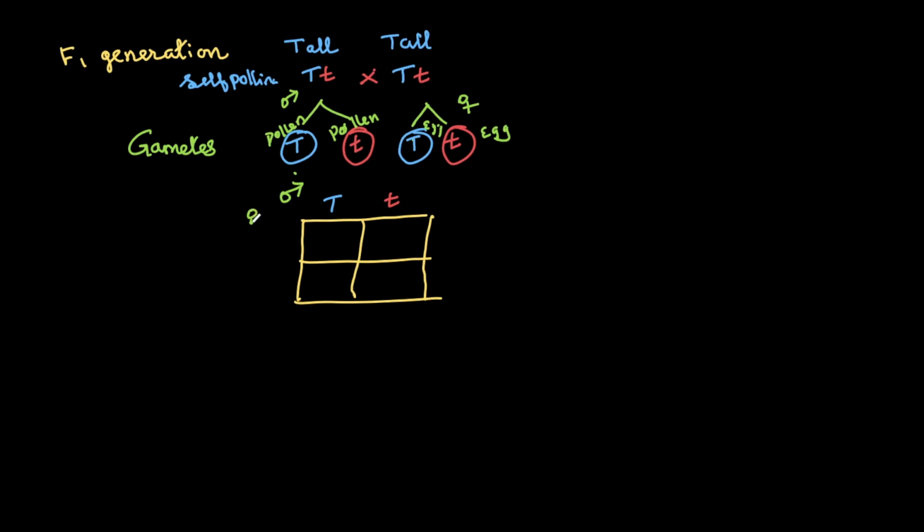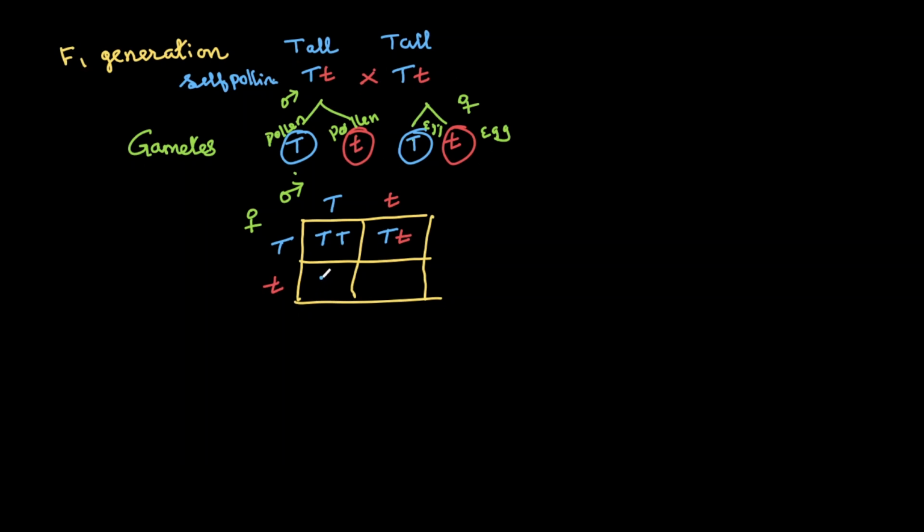Female gamete on the other side, that is also capital T, small t. So when this gamete fuses with this male gamete, you will get the individual capital T, capital T. So this is capital T, small t, capital T, small t. Here it is capital T, small t.